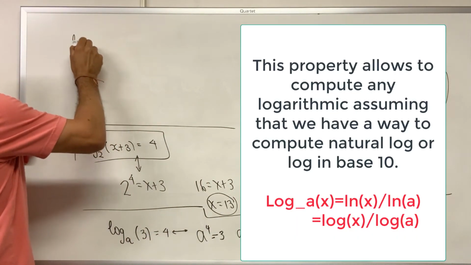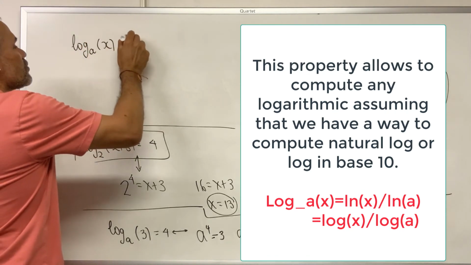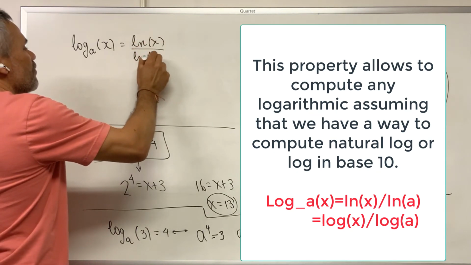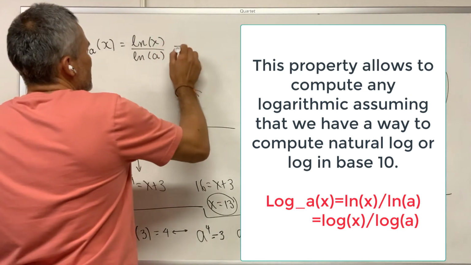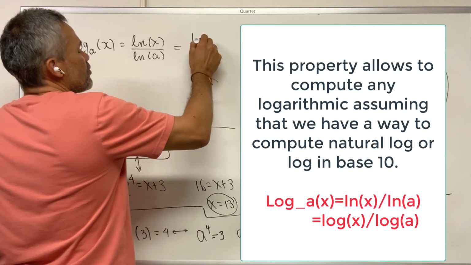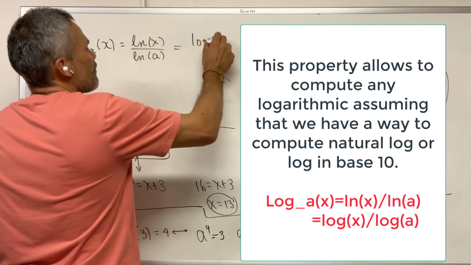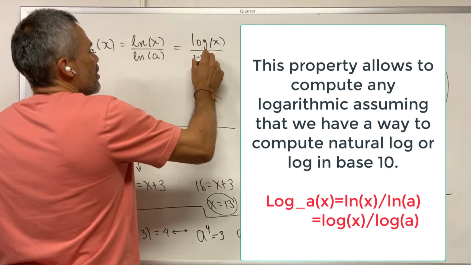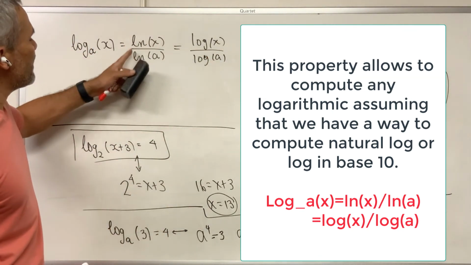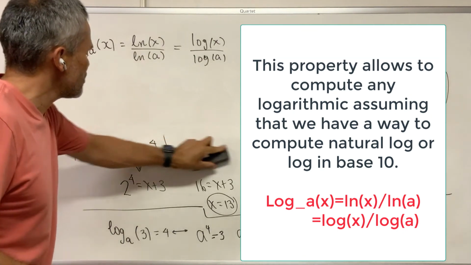Okay, for the last type of equation, we're going to use this property and the calculator. We're going to use the property that log in base a of any number is equal to natural log of that number over natural log of a. Or you can check that this is also equal to log in base 10 of x over log of a. Remember that for base 10, you don't write the base. Most calculators have ln and they have log.